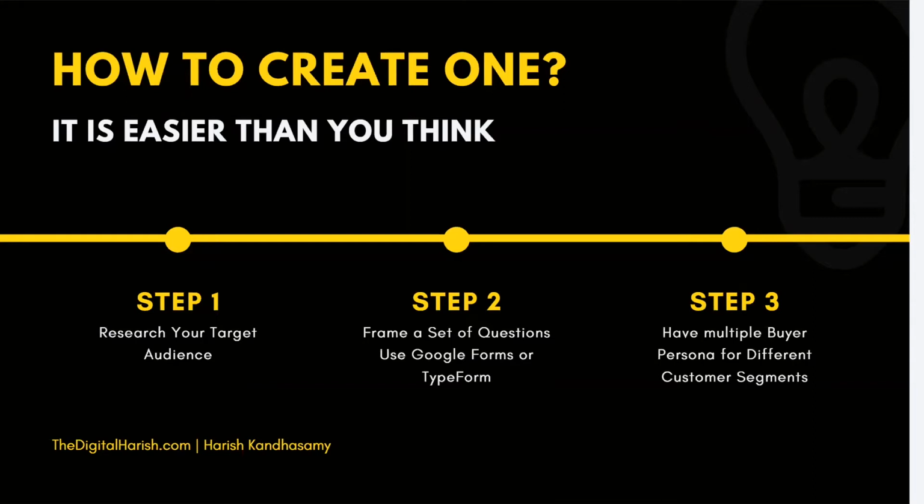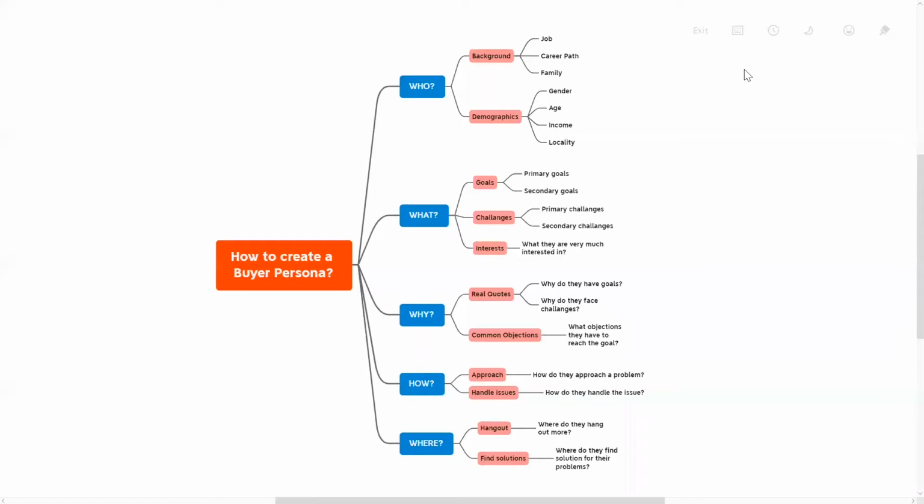Let's say you own an e-commerce store for pet care. Here, your target audiences are the people who love pets. So you need to be clear on whom you are sending the survey. Now step 2. Create a set of questions that matches your niche. You may use tools like Google Forms or Typeform to take the survey. This is how your question structure should be.